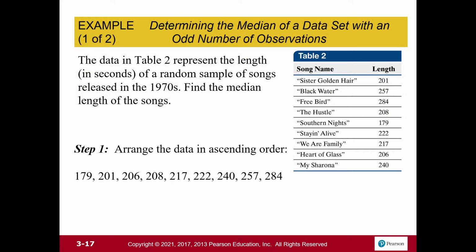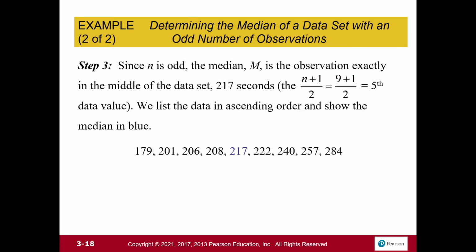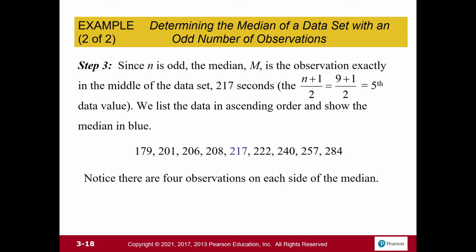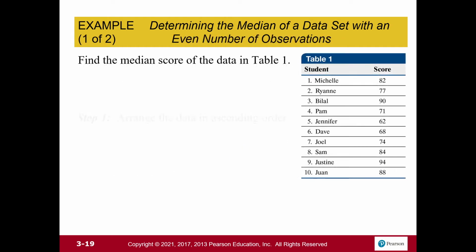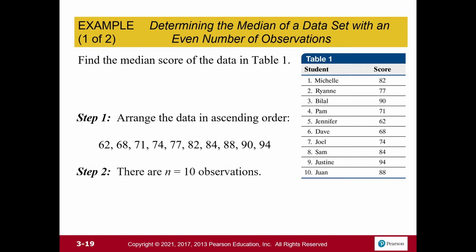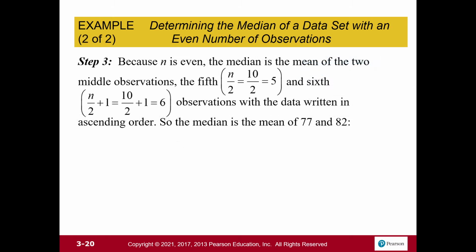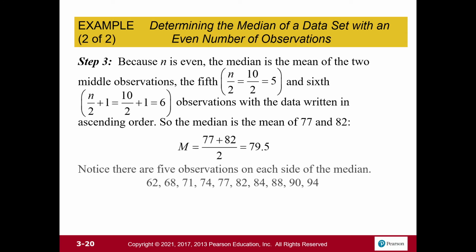So here's how you would calculate the median of this. As you can see, there's 9 observations. So once we place them in order, there should be a middle number. There's going to be 4 to the left, 4 to the right. I'm looking at 217, looks good there. And 217 it is. Here's another one. There's 10 observations. The two middle numbers are 77 and 82. There we go.